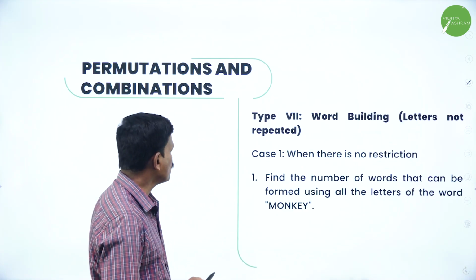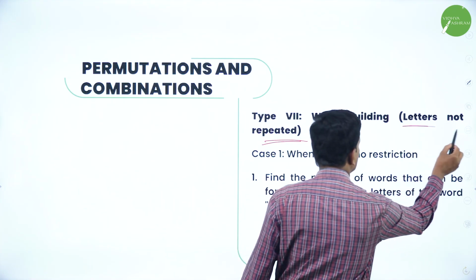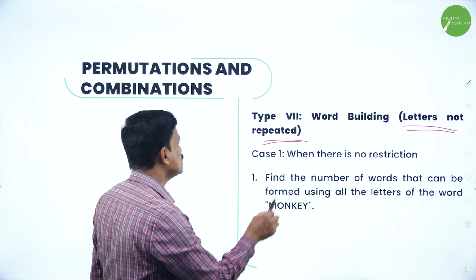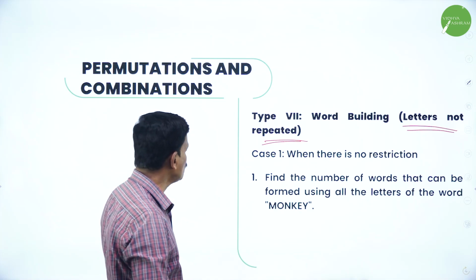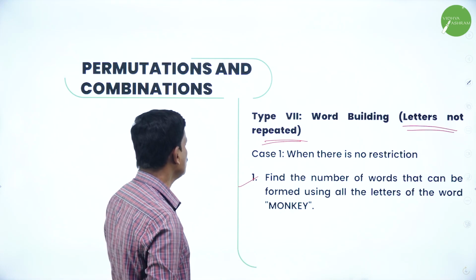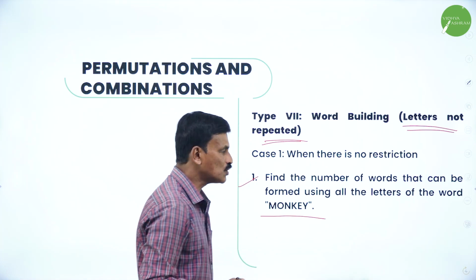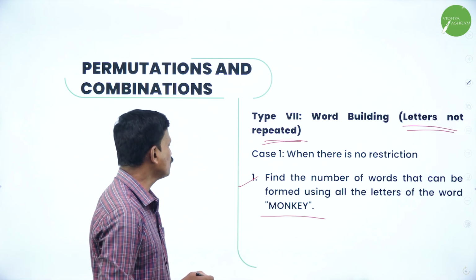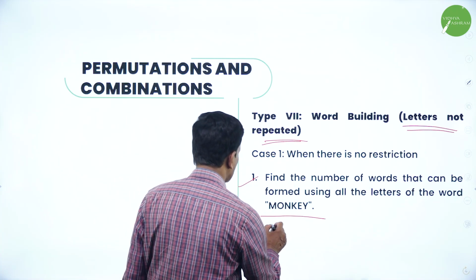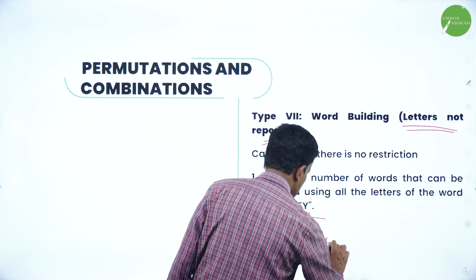Okay, now let us move on to the first problem. Word building, letters not repeated. If the repetitions are not allowed, then how to form the permutation? So when there is no restriction, no repetition, let us take an example. Find the number of words that can be formed using all the letters of the word monkey, M-O-N-K-E-Y. This contains 1, 2, 3, 4, 5, 6 letters. So this contains 6 letters.